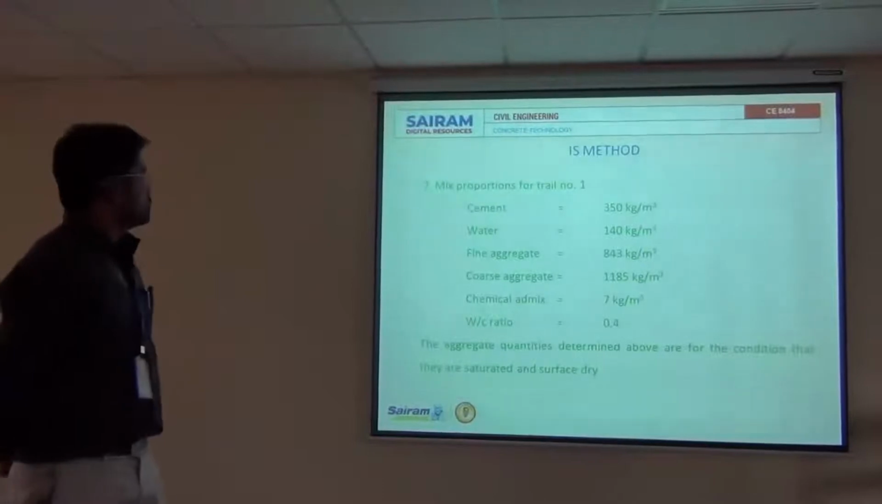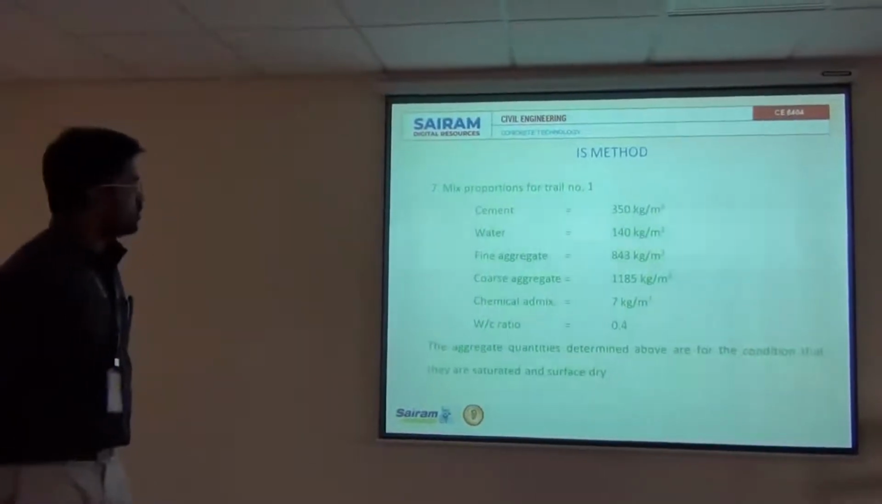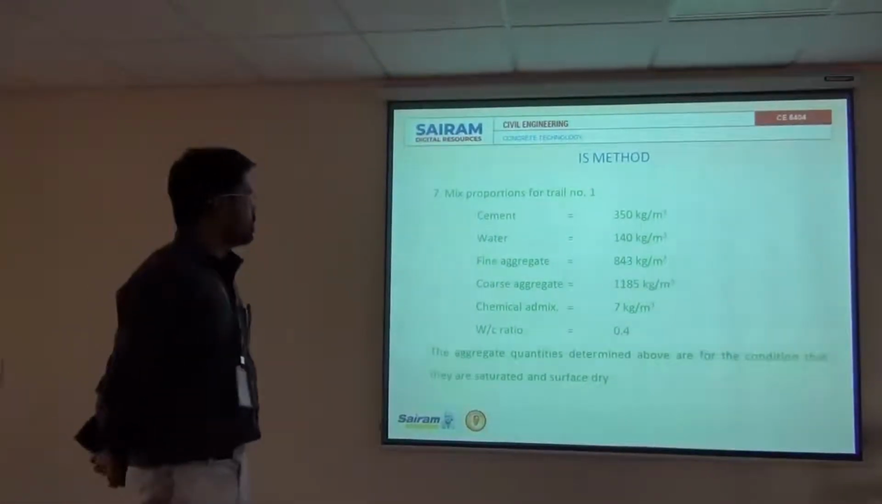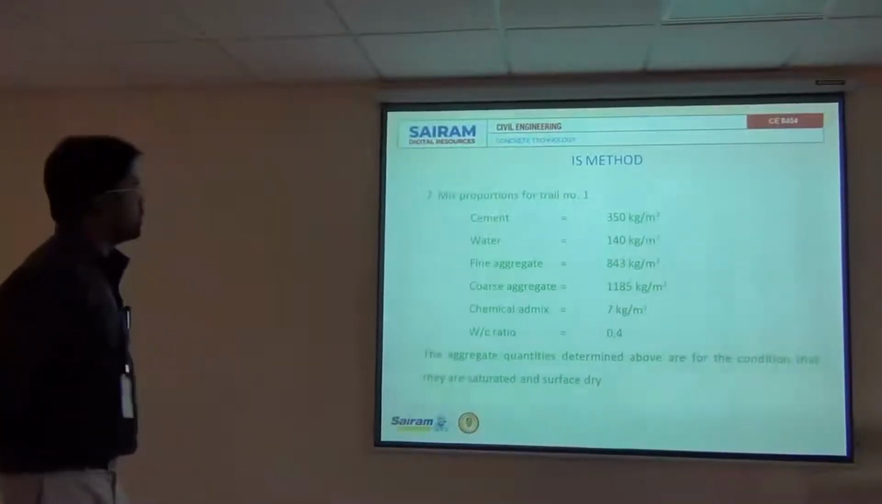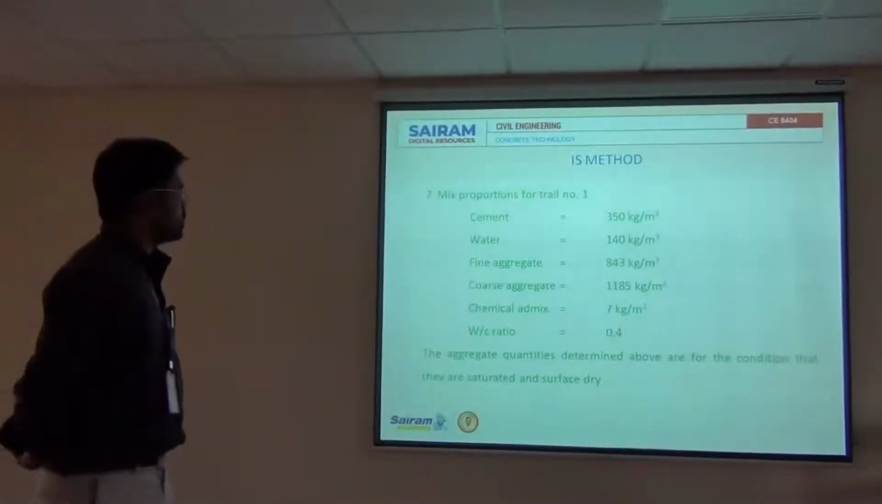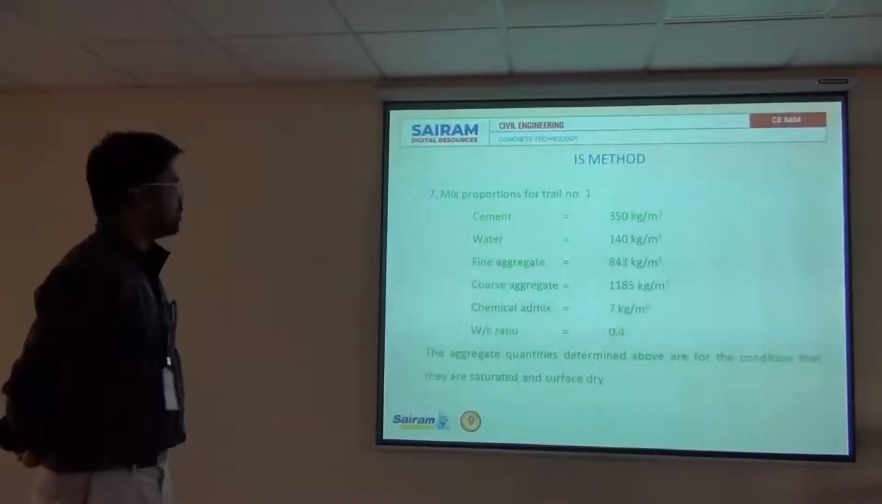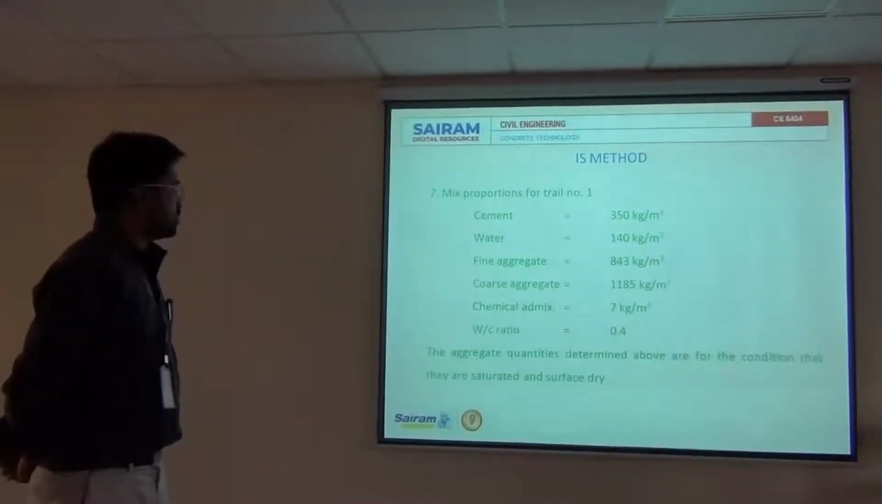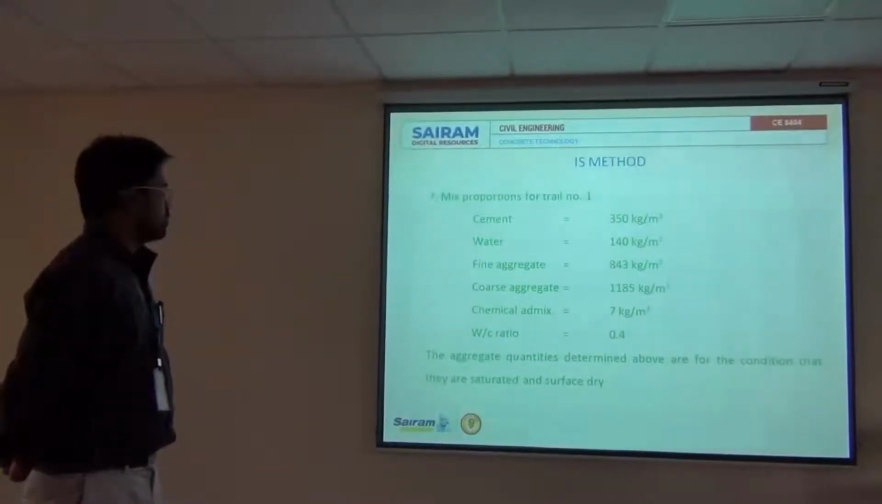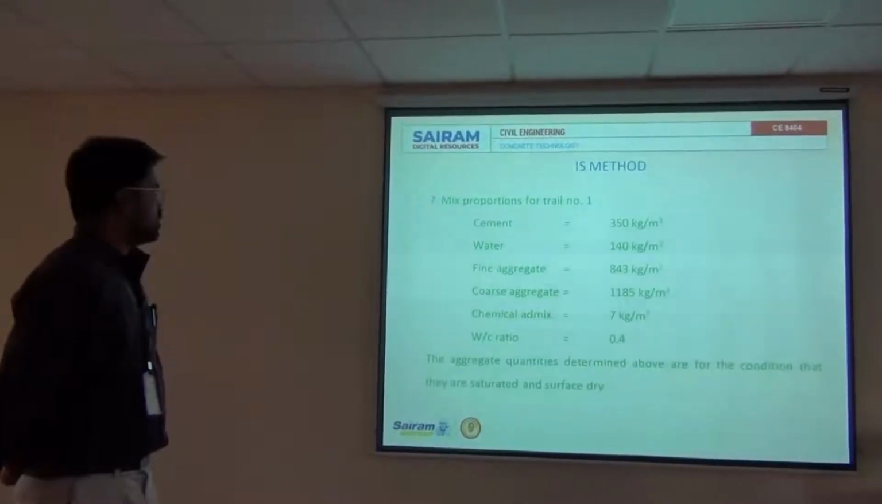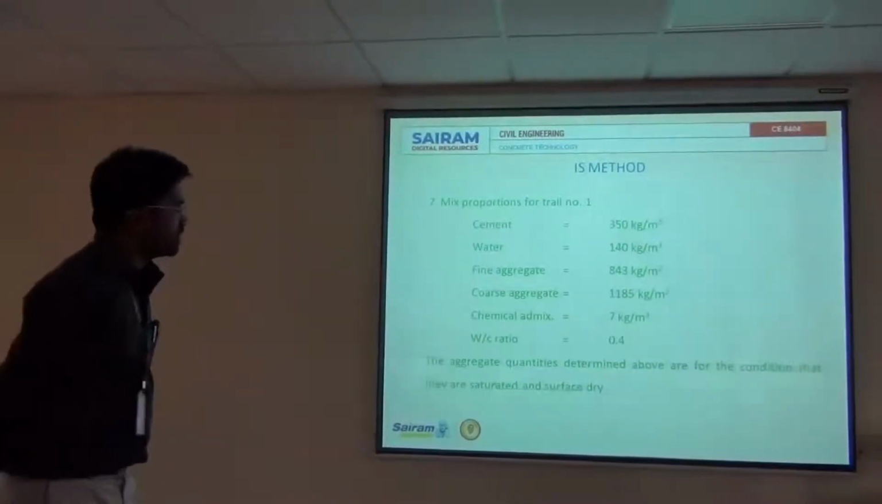Next slide. So the mix proportion for trial number 1: cement is 350 kg per meter cube, water 140 kg per meter cube, fine aggregate 843 kg per meter cube, coarse aggregate 1185 kg per meter cube, chemical admixture 7 kg per meter cube, water cement ratio 0.4. These are all for the given saturated surface dry condition.